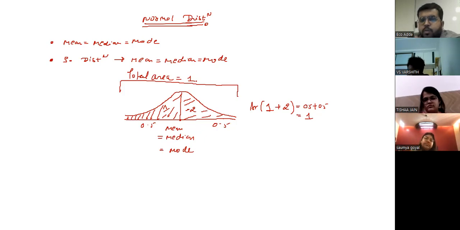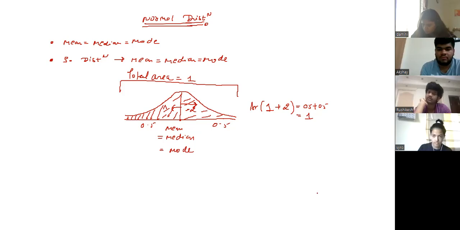And how did 0.5 come? The reason being, since it is symmetrical around mean, mean is dividing the normal distribution into 2 equal parts, and total area is equals to 1. Therefore, the part to the left hand side, which is area 1, should be 0.5, and the part to the right hand side, that is area 2, should be equals to 0.5. And hence, if we add these two areas, we'll get my answer as 1. Any doubts, anyone? Perfect. Now, how to read the normal distribution table?